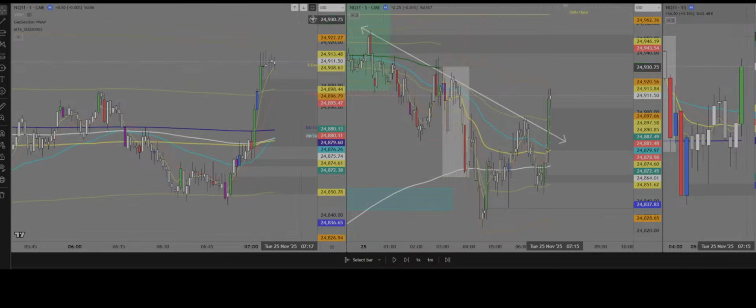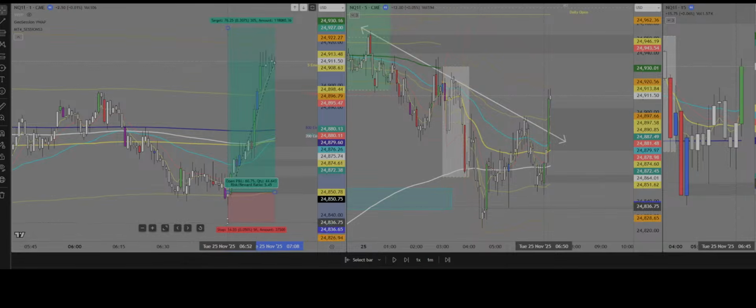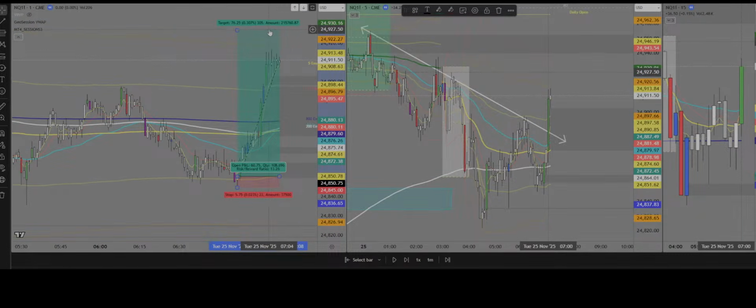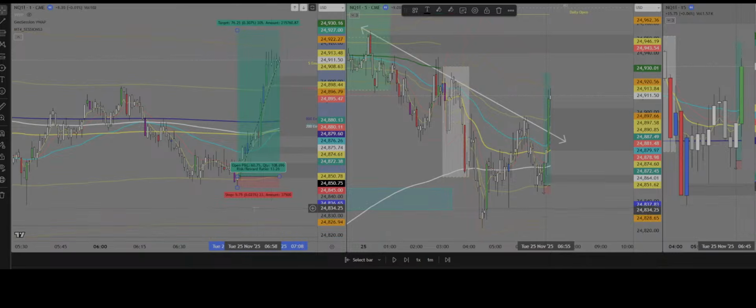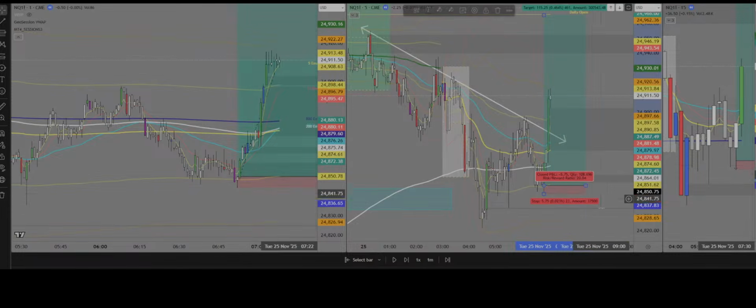Okay, so we managed to get in here. I guess I should have drawn it. That was our entry. Just do it this way. TradingView is gonna be stupid. This one needs to sync globally. There you go. Just want to run this one up. I'm actually thinking this goes back to daily open. Give it some time. See.